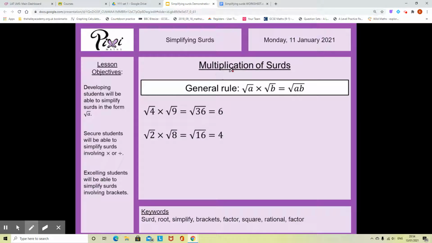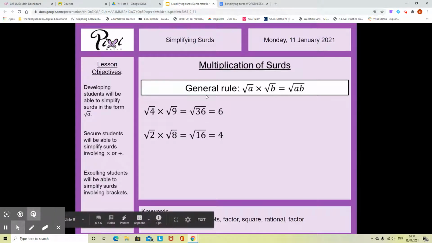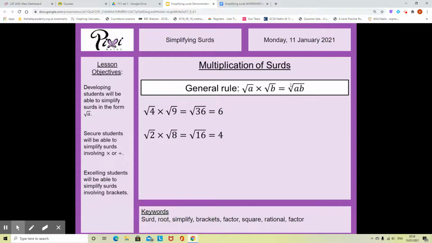Let's look at multiplication of surds. The general rule: square root of a multiplied by square root of b is square root of ab, where a and b are multiplied as both of them are under the square root. For example, square root 4 multiplied by square root 9 is square root 36, which is equal to 6. Square root 2 multiplied by square root 8 is equal to square root of 2 times 8, which is 16, and 4 multiplied by 4 is 16, hence square root of 16 is 4.